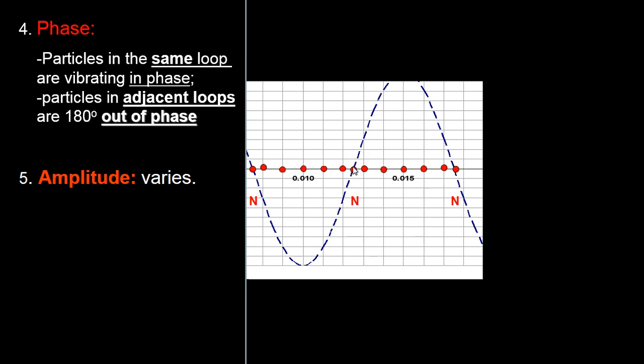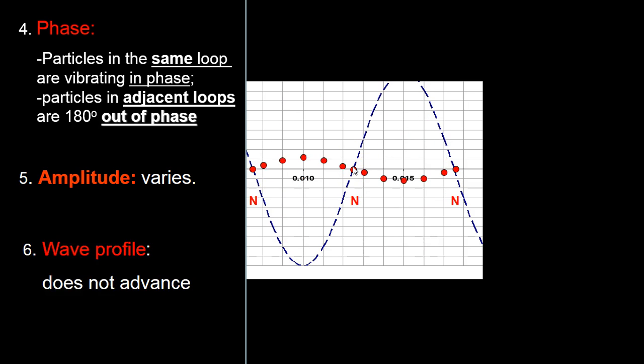At a node, the amplitude is 0. At this point here, the amplitude is only about 2.5 boxes, 2.5 units. That's the maximum displacement. The next particle has a higher amplitude, and so on. The maximum will be at the antinode. So different particles have different amplitudes. This is different from a progressive wave. And finally, the last characteristic, the wave profile. For the standing wave, the wave is not moving, so the wave profile does not travel.